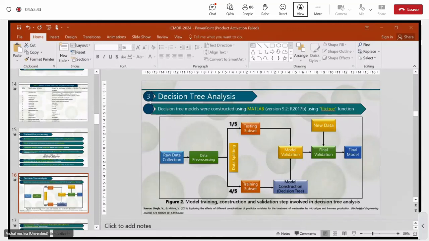Then we have data splitting, the testing subset, then we have the training subset. That means whatever data we got, we divided into 5 fractions. 1 fraction was spent for the testing of the subset data, and 4 fractions were spent for training of the data. That led to the model construction, model validation, then final validation, and the final model was predicted.